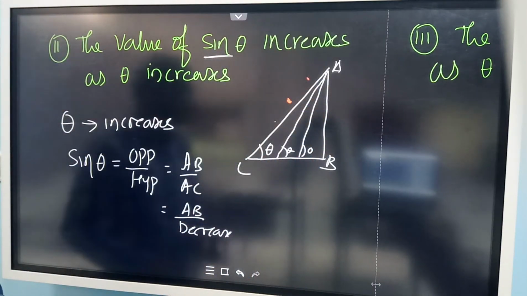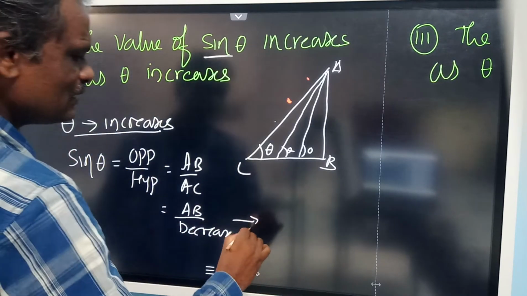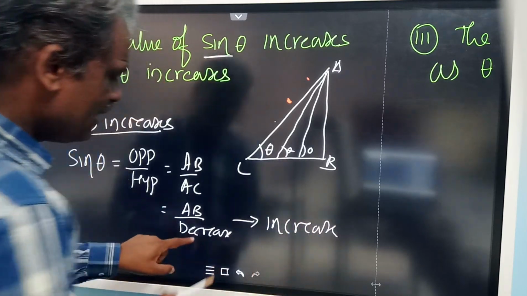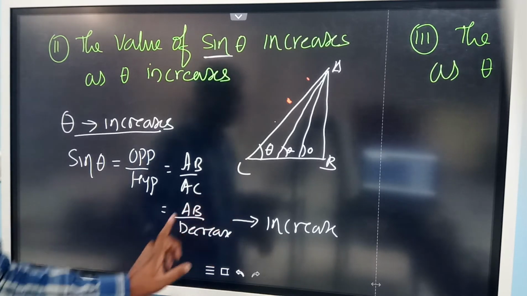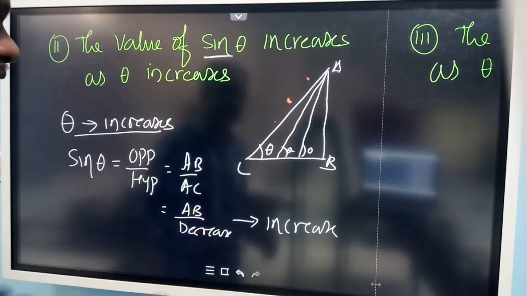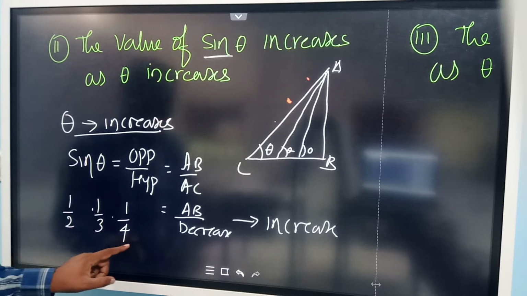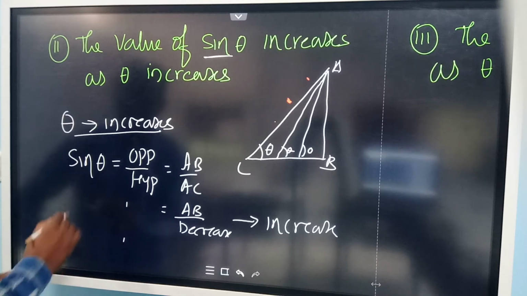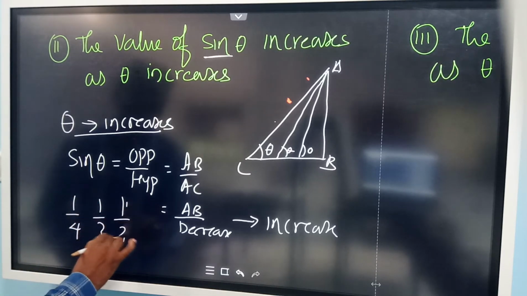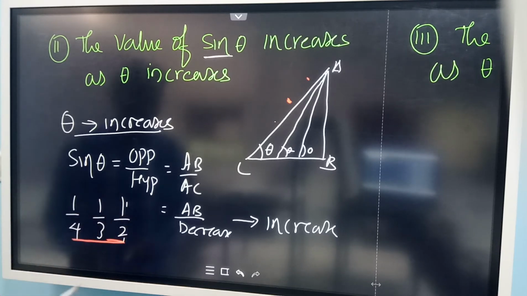So if the denominator decreases, the value increases. So as theta increases, sin theta also increases. See, denominator decreasing means in a fraction, the value of that fraction will be increasing only. 1 by 2, 1 by 3, 1 by 4: denominator increasing means the value decreases. If you go 1 by 4, 1 by 3, 1 by 2, denominator decreasing means the value increases. 1 by 4 is smaller than 1 by 2.